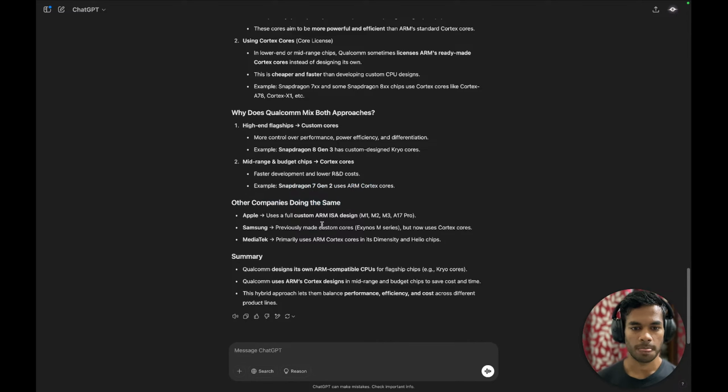Other companies are doing the same. Apple uses a full custom ARM ISA implementation for its M and A chips. Samsung previously made custom cores, the Exynos M series, but now uses Cortex cores. So Samsung makes its own processors, doesn't it use Snapdragon? MediaTek primarily uses ARM Cortex in its Dimensity and Helio chips.